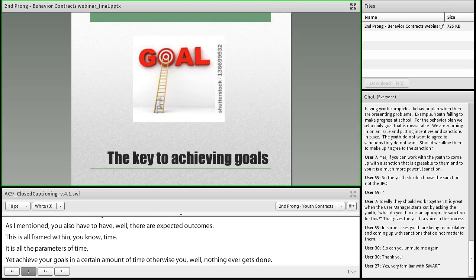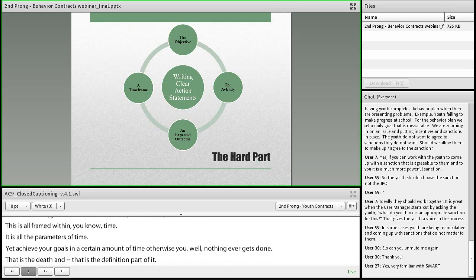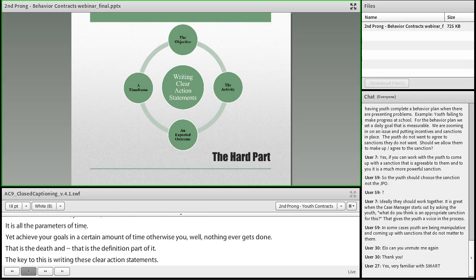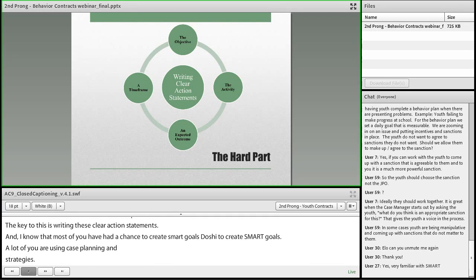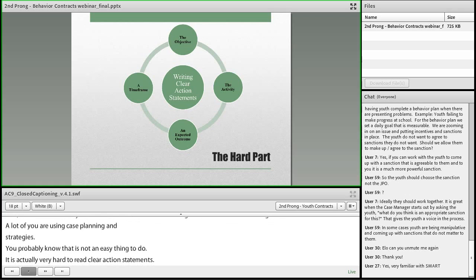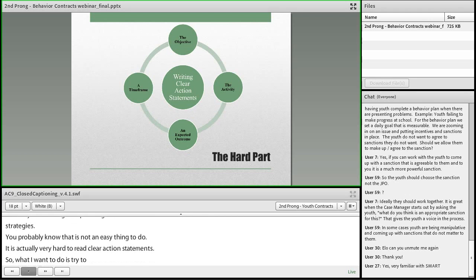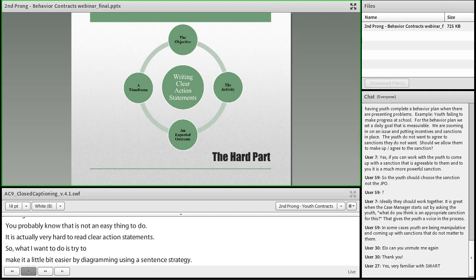But the key to this is writing these clear action statements. And I know that most of you have had a chance to do SMART goals. I know that it sounds like many of you are already using case planning and strategies. So you probably know what I'm going to tell you. It's not an easy thing to do. It's actually very hard to write clear action statements. So what I want to do is try to make it a little bit easier by using a diagramming-a-sentence strategy, but also to remember the components of this statement. There's going to be an objective, an activity, an expected outcome, and a time frame for achieving it.